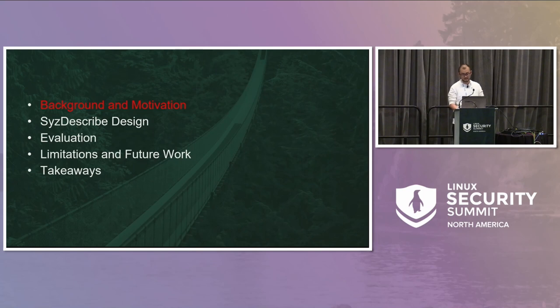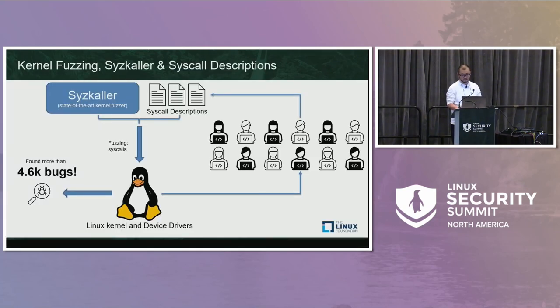As we go deeper into our presentation, I would like to provide you with some background and motivation for our work. First is Syzkaller, the state-of-the-art operating system kernel fuzzer, which has found more than 4,600 bugs in the Linux kernel over the past few years. One necessary component of Syzkaller is a collection of syscall descriptions, which includes the syscalls, their arguments, and the dependencies between them. However, to our knowledge, current syscall descriptions are largely written manually, which is both time consuming and error prone.